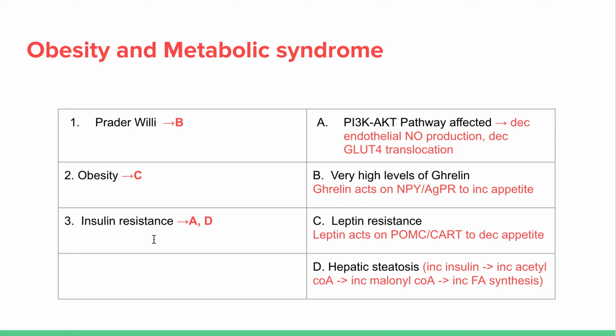And insulin resistance is option A. So you actually affect the PI3K/AKT pathway, decrease endothelial nitric oxide production, decrease GLUT4 translocation to the surface of the cells. And also D, hepatic steatosis, because when you have too much insulin, it increases acetyl-CoA, it's going to increase your malonyl-CoA and increased fatty acid synthesis.